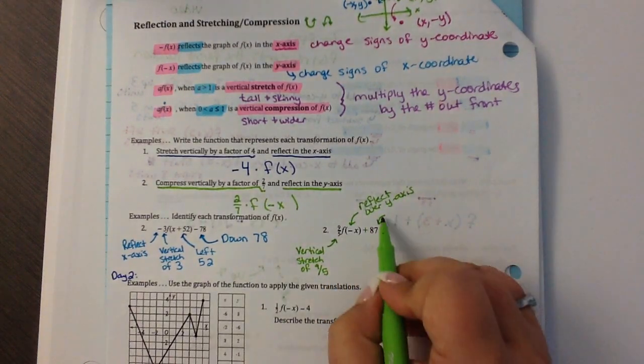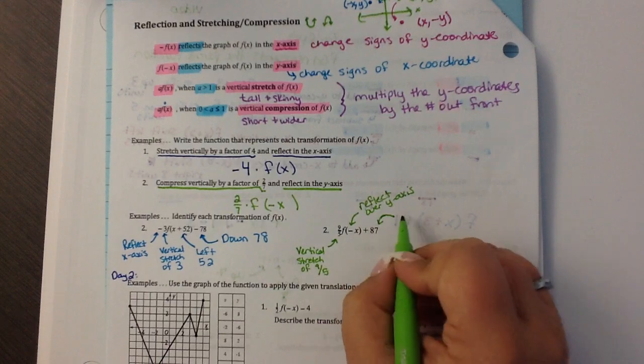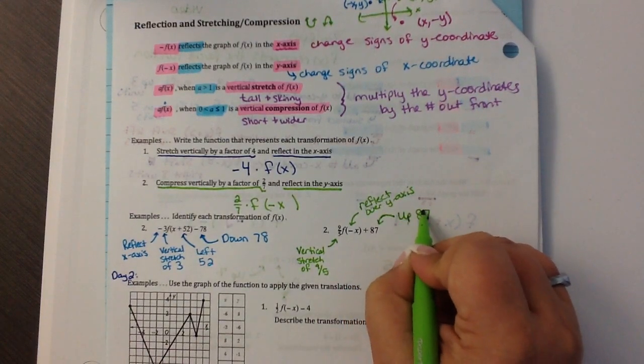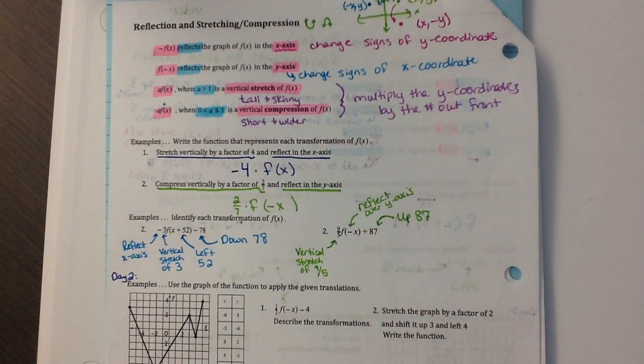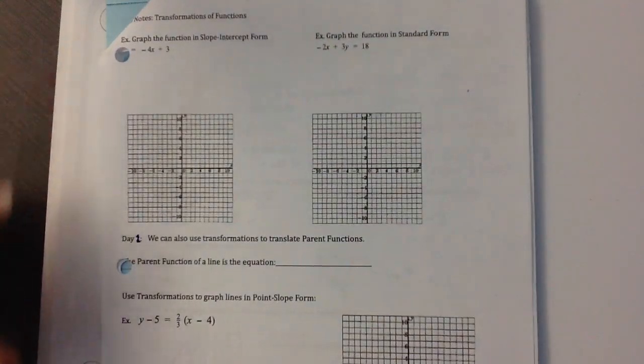And then lastly, I have this 87 here. It's after the parentheses, so that means it goes up or down, and up and down does what I expect, so positive is going to take me up 87 units. Okay, we'll save these bottom examples for tomorrow, or whenever we do that next video.